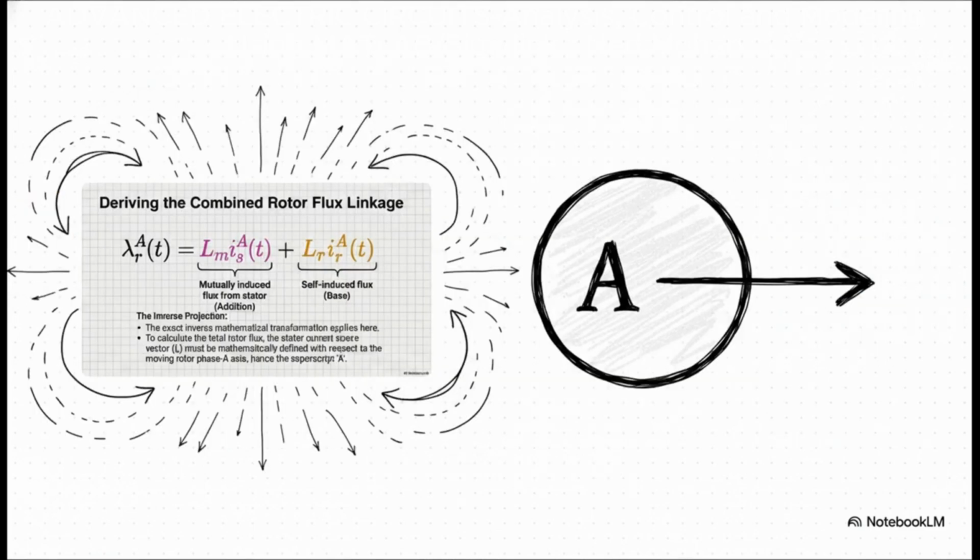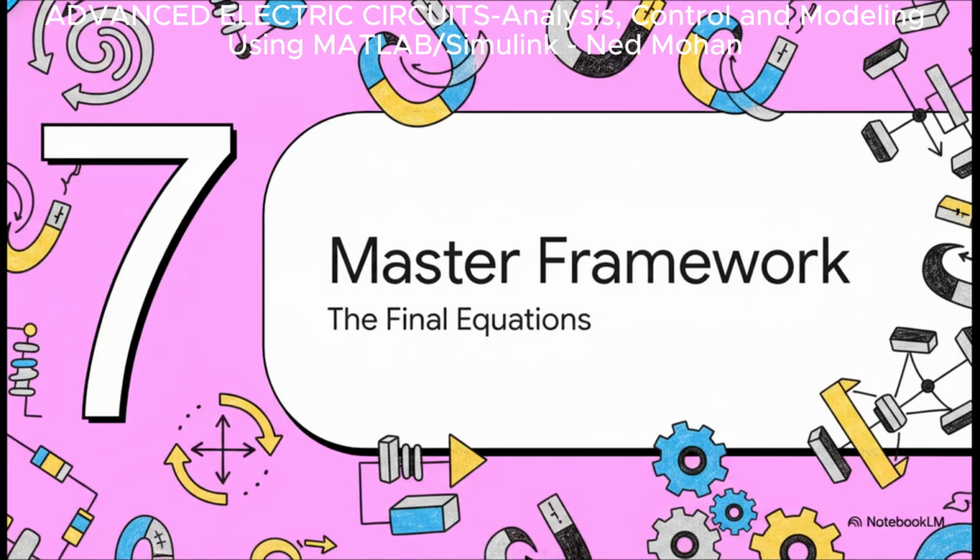And to calculate the rotor's total flux, well, the exact same logic applies, just in reverse. We take the stator's current vector, Is, and we perform the inverse projection. We have to describe it from the rotor's moving point of view. And that's exactly why you see the stator current term, Is, now has that uppercase A superscript in the rotor's flux equation. So after all that careful work, isolating, analyzing, and transforming, we've finally arrived. We've reached the master framework. These are the final equations that really form the toolkit for every single advanced drives engineer.